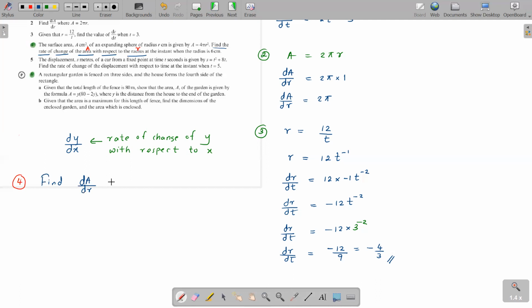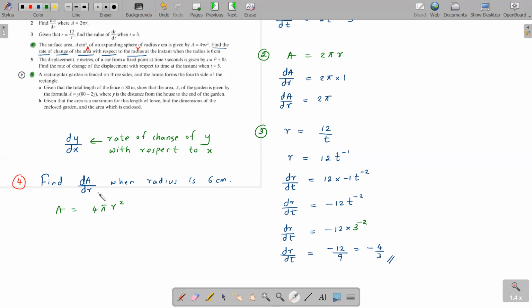Find dA by dr when radius is 6 centimeters. Can you see? You are to find dA by dr when radius is 6 centimeters. So they have given you the area equation: area equals 4 pi r square. Once again, area is like a y variable. 4 is definitely a constant. Pi is also a fixed known constant. Okay, r square is your other variable, like x square.